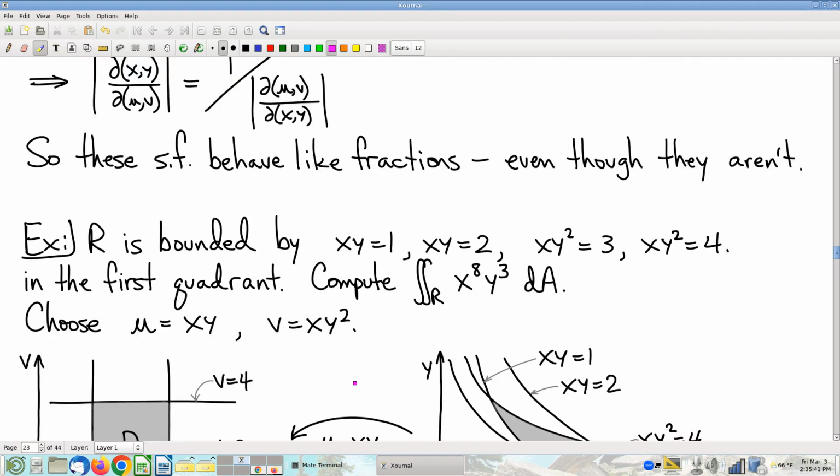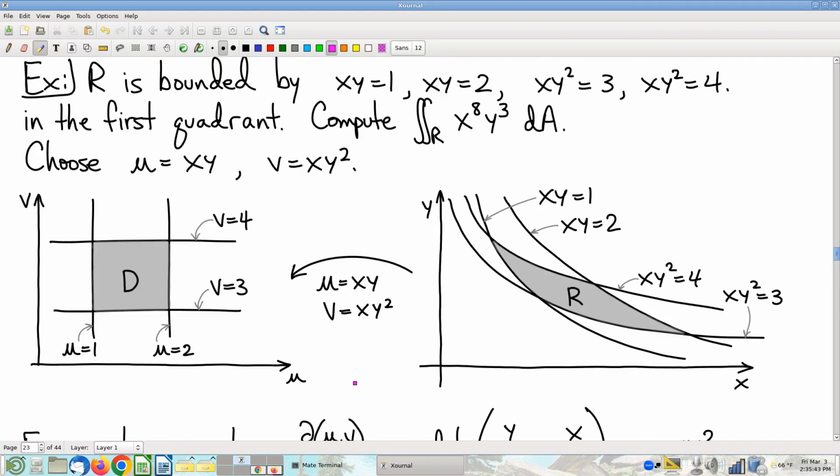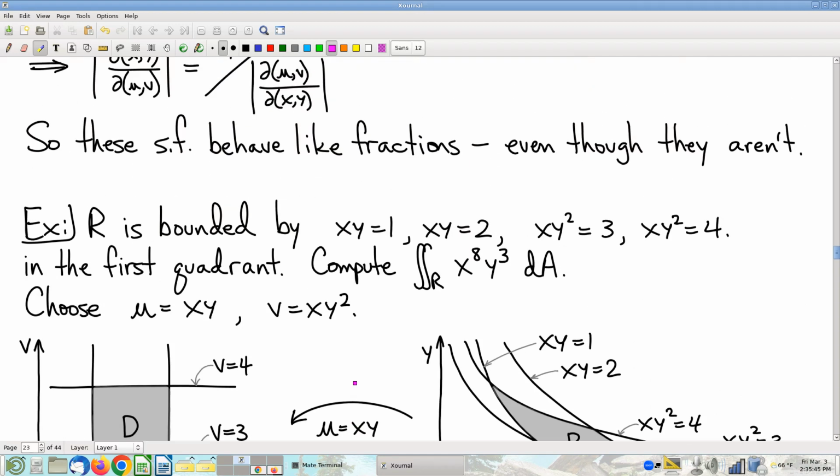That's going to be the foot in the door that allows us to do this next example, which we don't have time for, but we will pick up here on Monday.